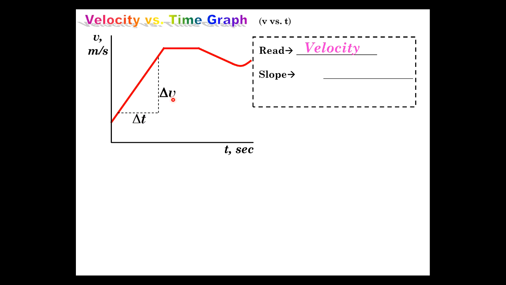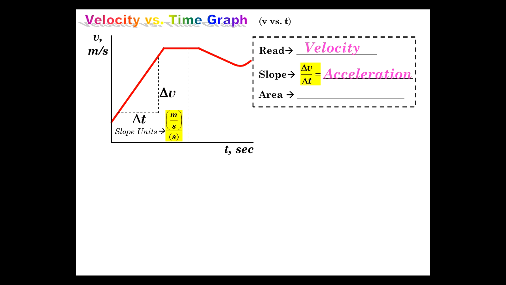Slope, delta V over delta T. And we know what that is. We've already defined that as the definition of acceleration. So the slope gives us the acceleration. Consider the units for the slope. That's very telling. Meters per second over seconds. So that's meters per second squared.